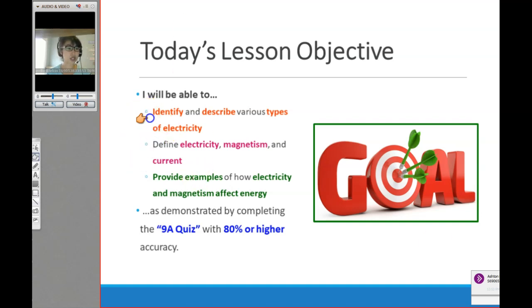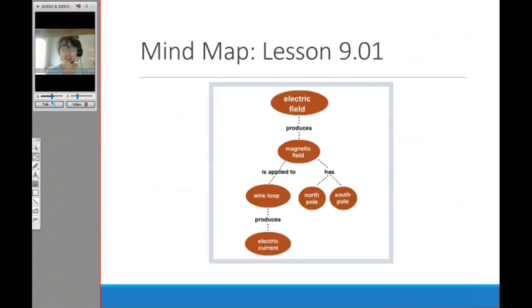Okay, so today we should be able to identify and describe various types of electricity, define electricity, magnetism, and current, and provide examples of how electricity and magnetism affect energy. All right, so let's go ahead and jump into it.